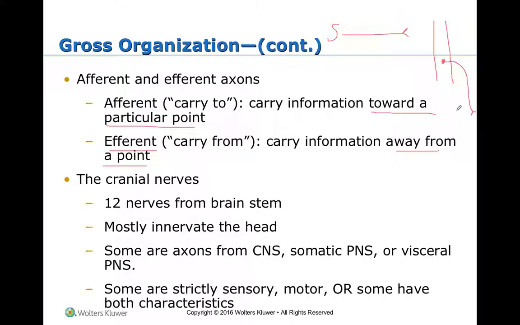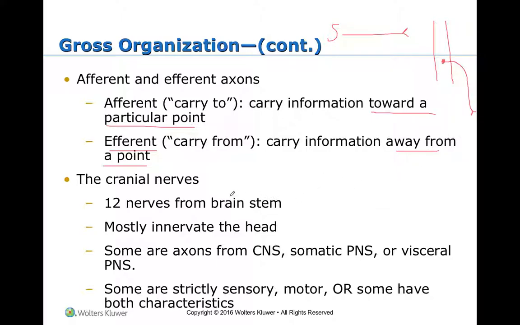So remember when we talked about the Bell-Magendie law and we said that sensory is going to be dorsal and it's going to be afferent. That information is coming into the central nervous system. Those are afferent fibers. Ventral motor information is going to be efferent. This is carrying information away from the central nervous system.